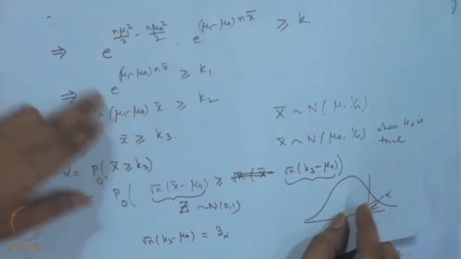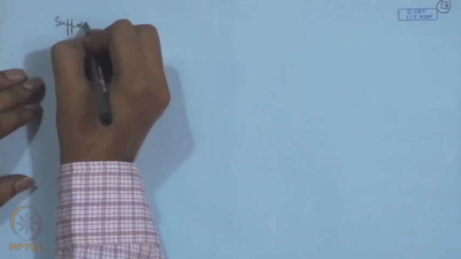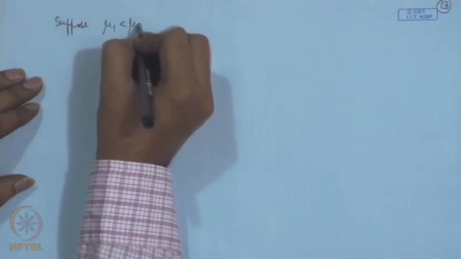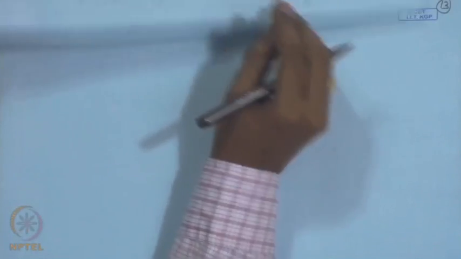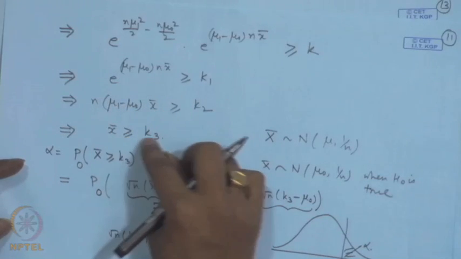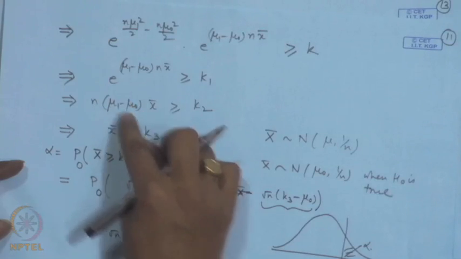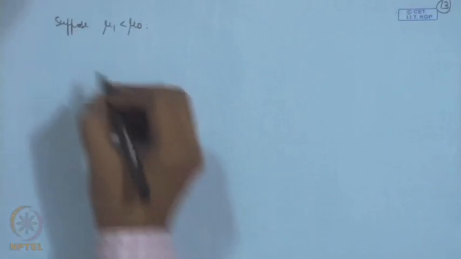Also notice here that I have considered mu 1 greater than mu naught. Suppose I consider mu 1 less than mu naught. In that case, from here if we consider the condition, it will change to x bar less than or equal to k 3, because if mu 1 minus mu naught is negative, then the region will get reversed.